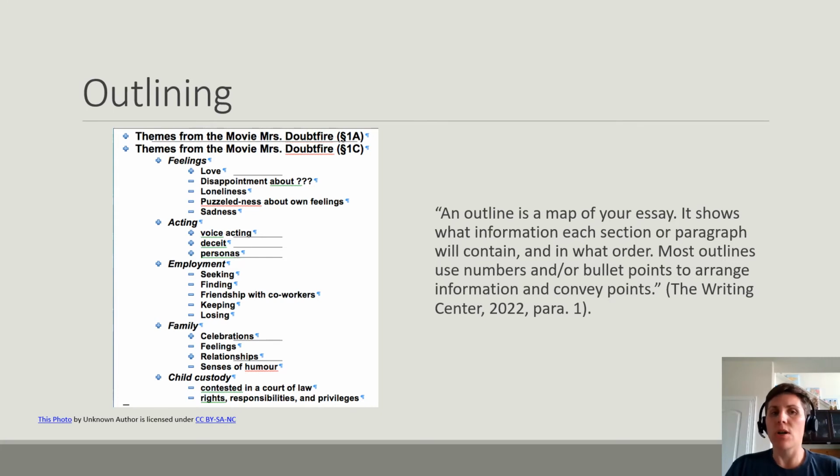This information also comes from the George Mason University Writing Center, by the way. An outline is a map of your essay. It shows what information in each section or paragraph will contain and in what order. Most outlines use numbers and/or bullet points to arrange information and convey points.